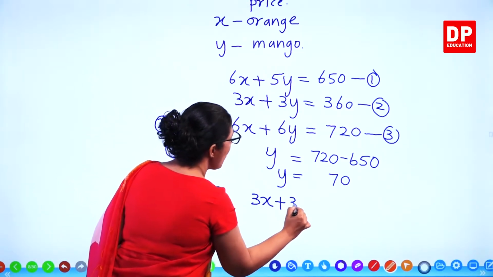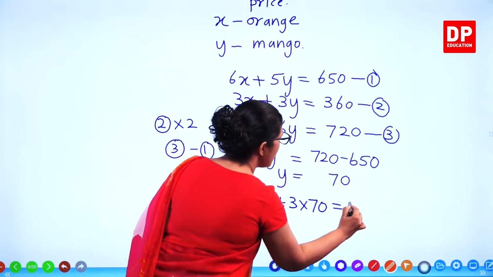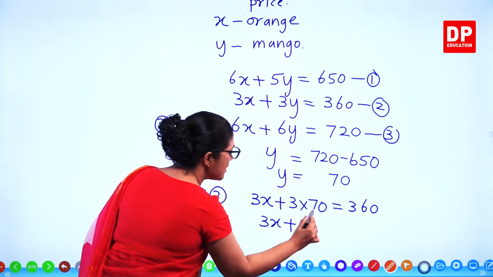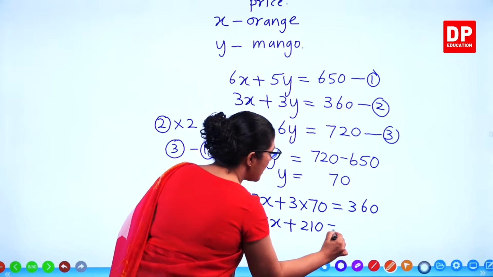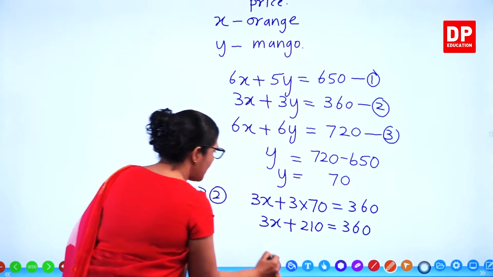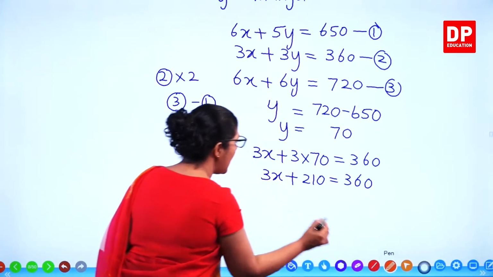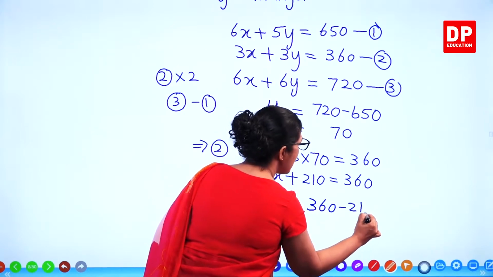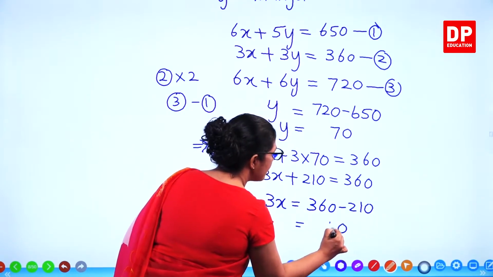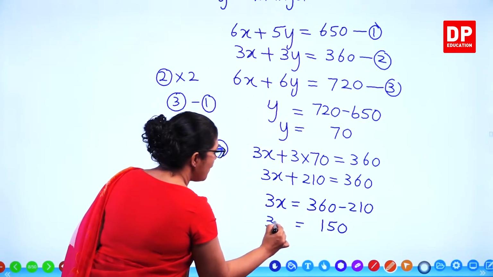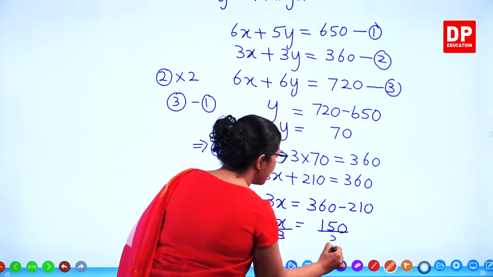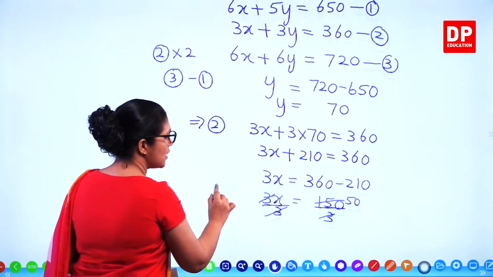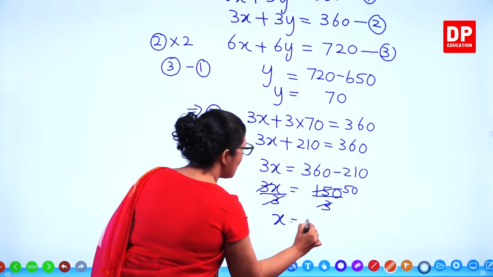3x plus 3y, y is now 70, is equal to 360. So you get 3x plus 3 times 70, which is 210, equals 360. Then take 210 to the other side. 360 minus 210, you get 150. So divide this by 3. You get 50. So x equals 50.